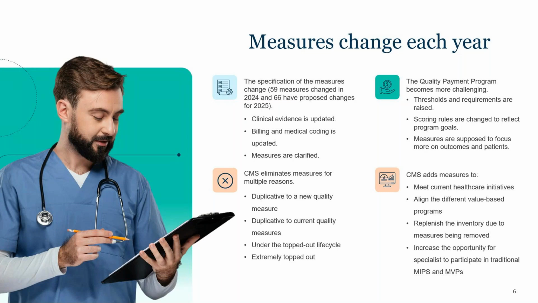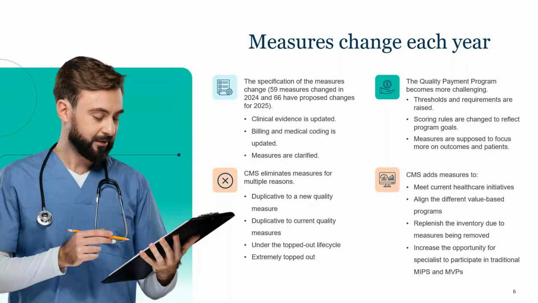The measures also change each year, and they often seem to become more challenging. Measures are becoming more complicated. CMS wants, and measure designers and owners are trying to get more out of each measure. So thresholds and requirements are being raised. The scoring rules are being changed to reflect program goals. So the more goals you add, the more things that measures are graded against. They'll naturally be a little bit more complicated. And the types of measures that are coming out often seem to be a little bit more complex.